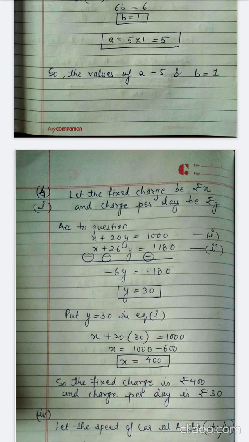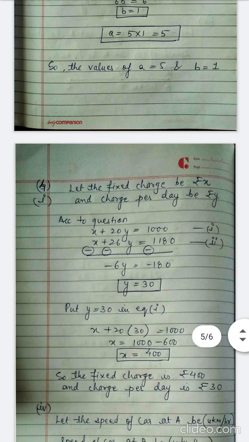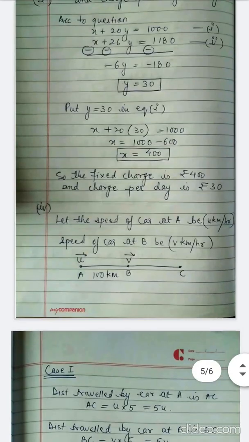First we change the sign of the lower equation. Plus x becomes minus x, plus 26y becomes minus 26y, and plus 1180 becomes minus 1180. Here we have minus 6y is equal to minus 180 and y is equal to 30. Put the value of y in the first equation. We have the value of x equal to 400. So the fixed charge is rupees 400 and the charge per day is rupees 30.